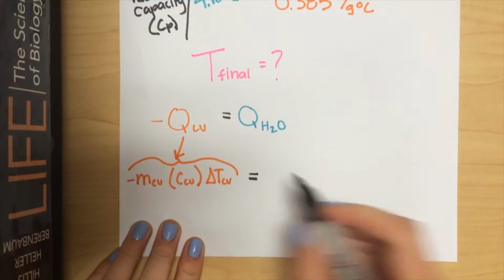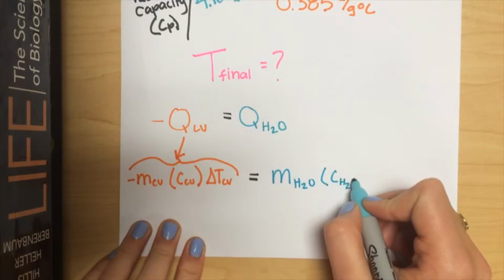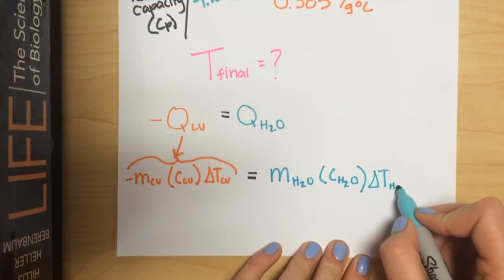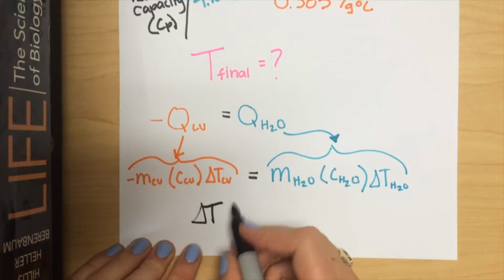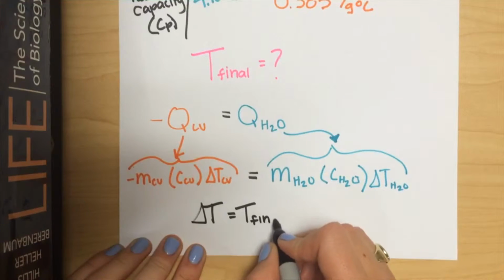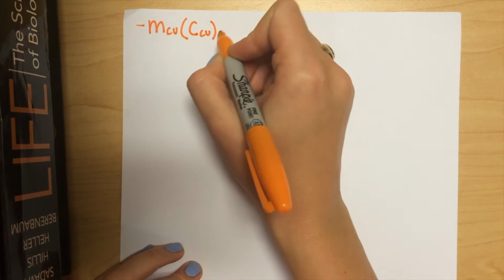Q is found by using the equation Q equals the mass of the substance times the change in temperature of the substance times the specific heat of the substance. Change in temperature, or delta T, is represented as final temperature minus initial temperature. We can set up our equation to find T final as follows.